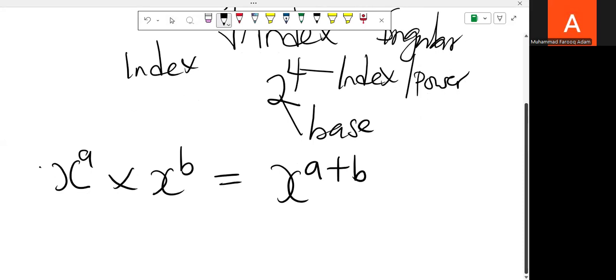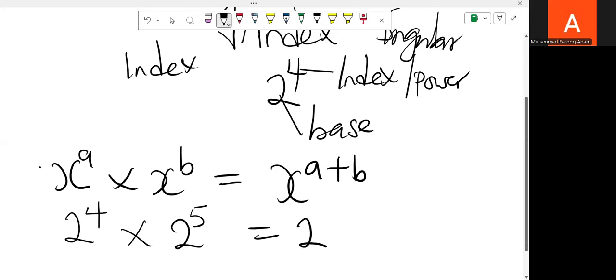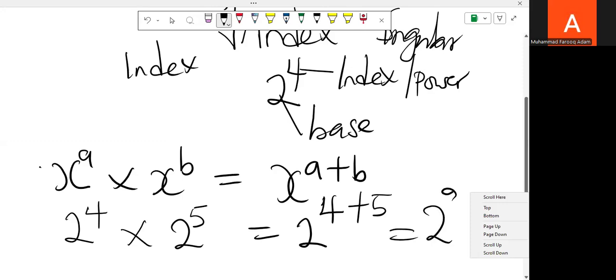So for example, if we have 2 raised to the power of 4 multiplied by 2 raised to the power of 5, since the bases are the same, you see that x here and x here are the same. That's going to give us 2 raised to the power of 4 plus 5, which is 2 raised to the power of 9.